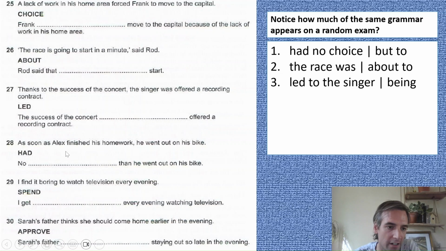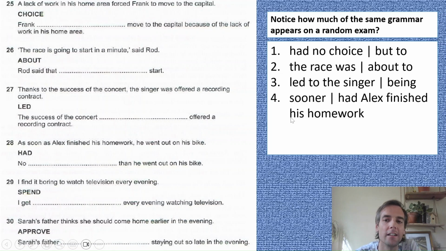28, 3 marks. In fact, isn't this just the same as the question I gave you, but with different objects? Instead of playing poker, it's going out on his bike. It's the same. No sooner had Alex finished his homework than he went out on his bike. It's a "no sooner", it's an inversion question. Had Alex finished? Like a question.